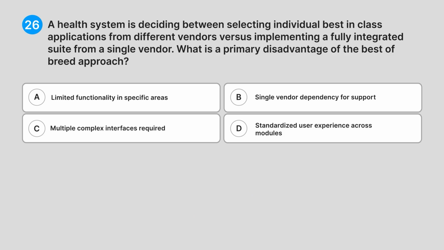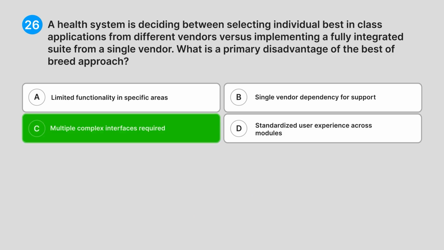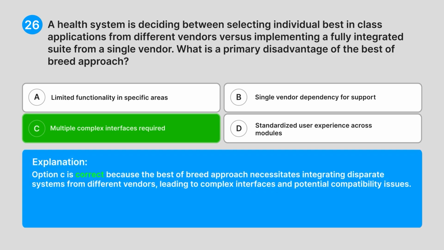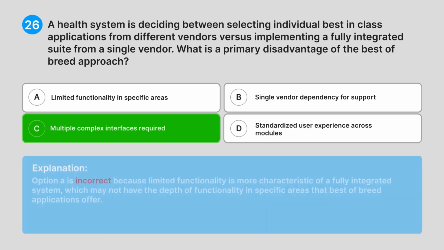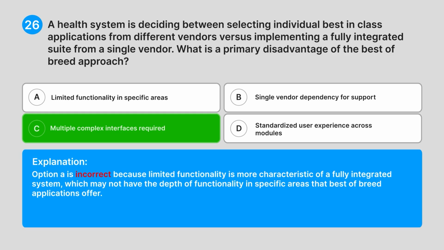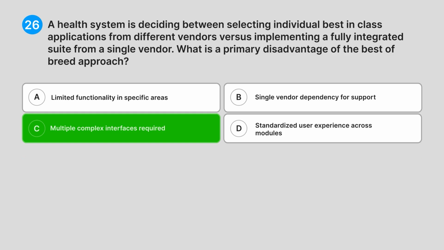Correct answer: C. Multiple complex interfaces required. Explanation: Option C is correct because the best-of-breed approach necessitates integrating disparate systems from different vendors, leading to complex interfaces and potential compatibility issues. Option A is incorrect because limited functionality is more characteristic of a fully integrated system, which may not have the depth of functionality in specific areas that best-of-breed applications offer.